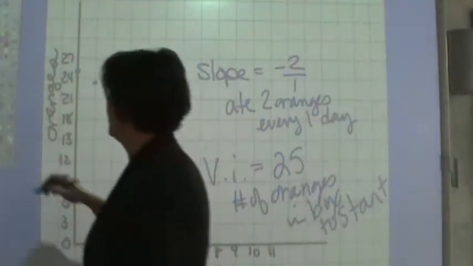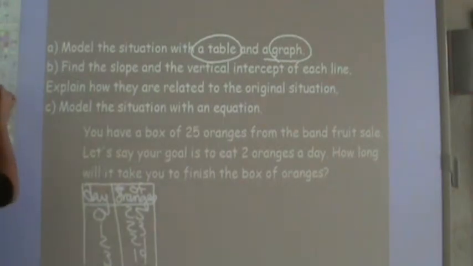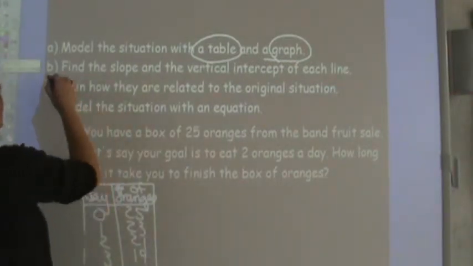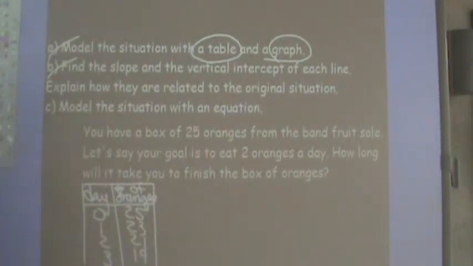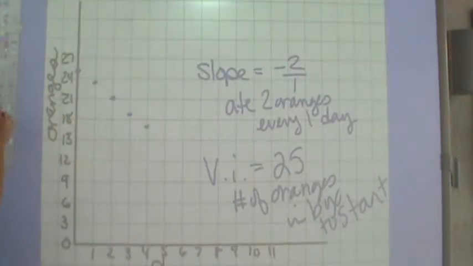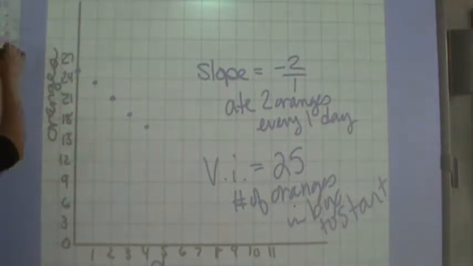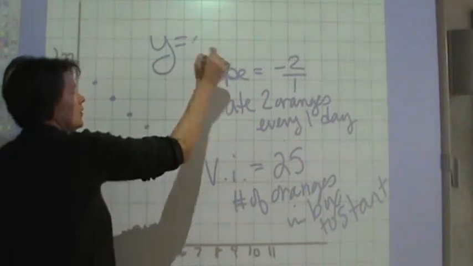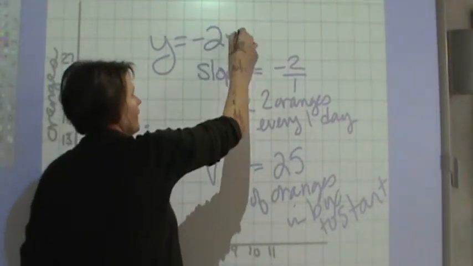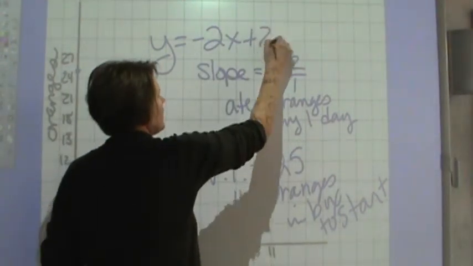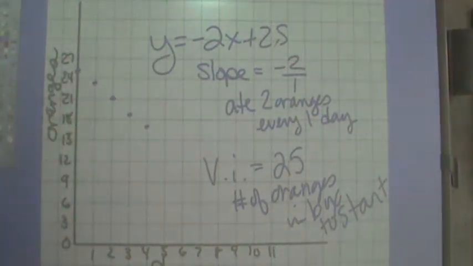Okay, and then for the third part, so we did that, and now we're on the third part: model the situation with an equation. Well, all we have to do is write that into an equation. Well, that's easy. y equals, my slope is -2, and my vertical intercept is 25. There's my equation. Okay, let's try one more like that.